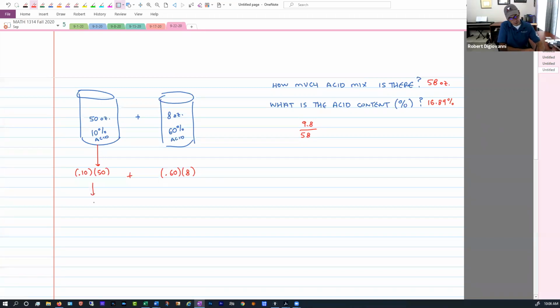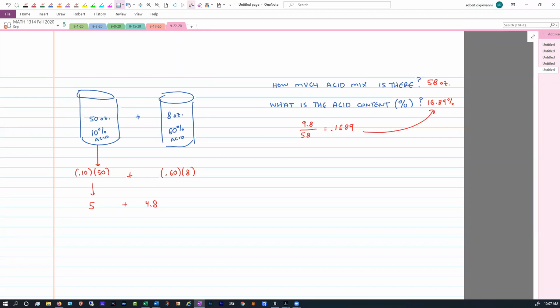You multiply those together, you get 5. Here you get 4.8. Add those together, you get 9.8. And then you take 9.8 and divide that by 58. So you may have written it down wrong, but you typed it into your calculator correctly. You get 0.1689, and then you convert that to a percentage.